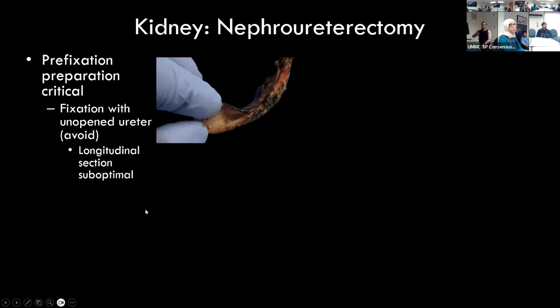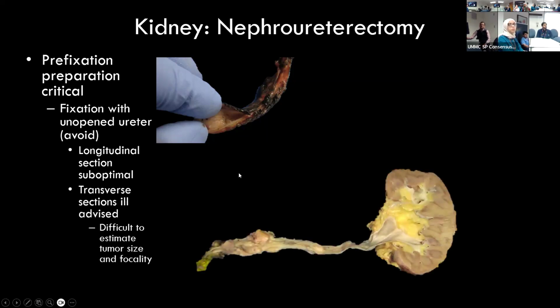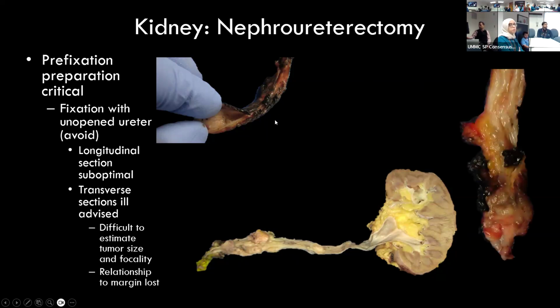But then you might say, okay, what if I just breadloaf the entire ureter and submit it? That's also not appropriate because you won't even see the tumor. You won't know how many tumors there are, and you won't be able to tell me what the distance between the tumor and the closest margin is. So I won't be able to estimate the tumor size and focality. So don't ever breadloaf the ureter after it's been fixed. At that point, a lot of important information is already lost.